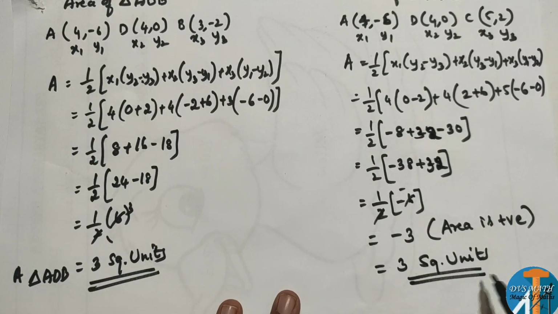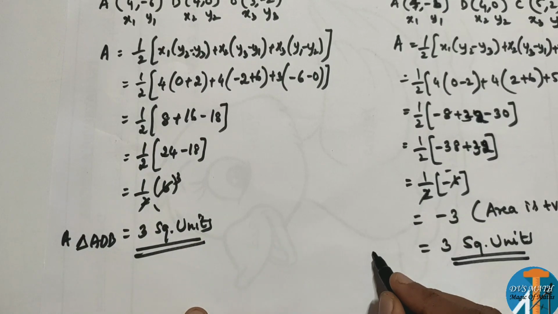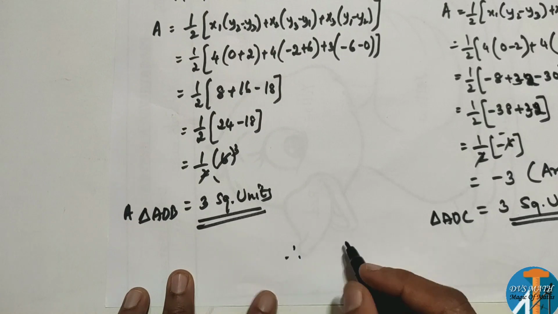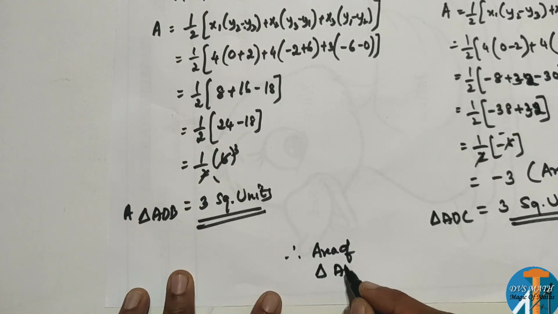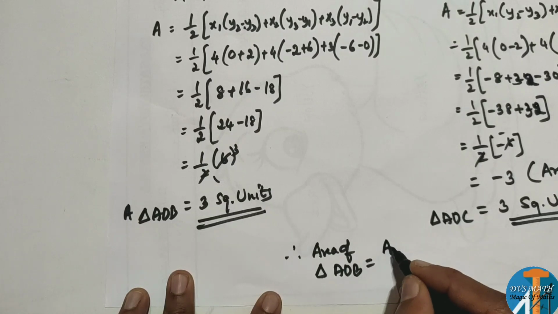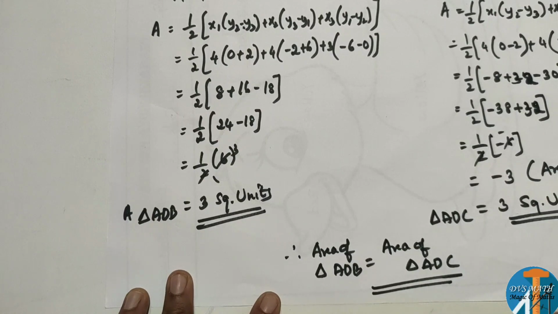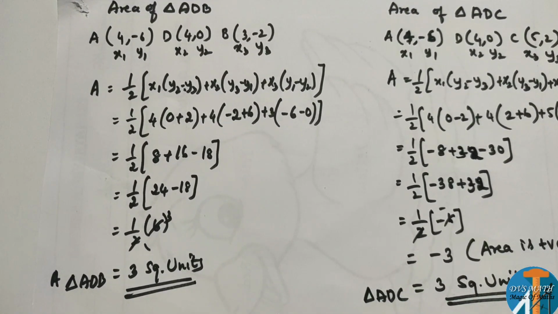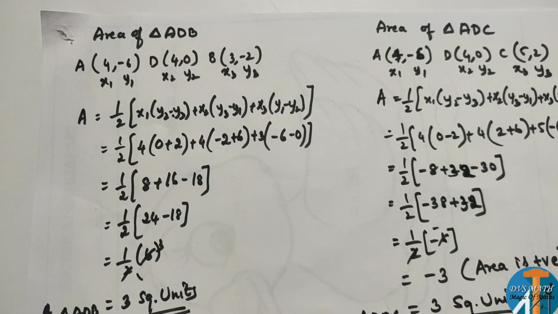So in both cases, ADB is 3 square units, and the area of triangle ADC is also 3 square units. Therefore, you can write that the area of triangle ADB is equal to the area of triangle ADC. So that means the median is dividing the whole triangle into 2 triangles of equal areas. Okay, so this is about question number 5.